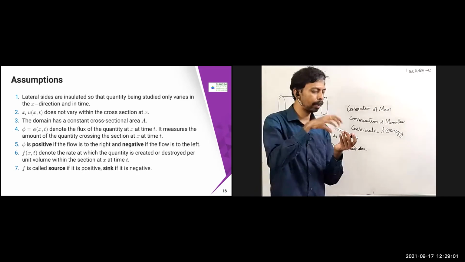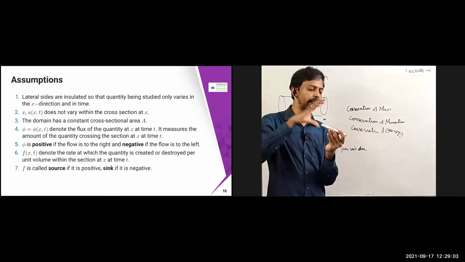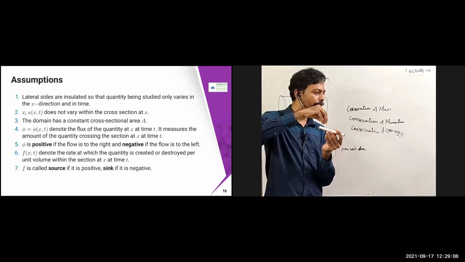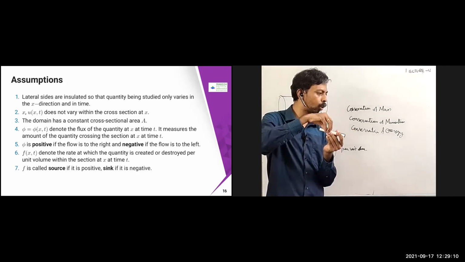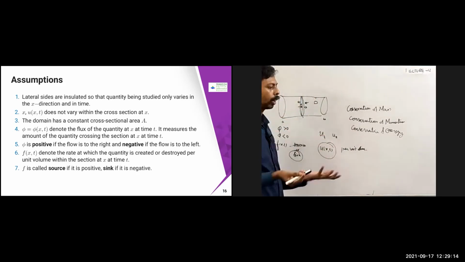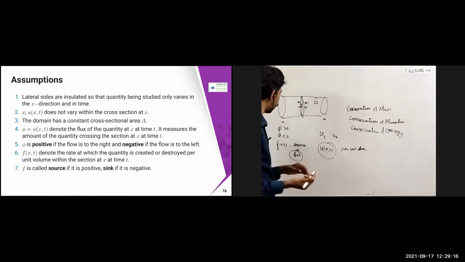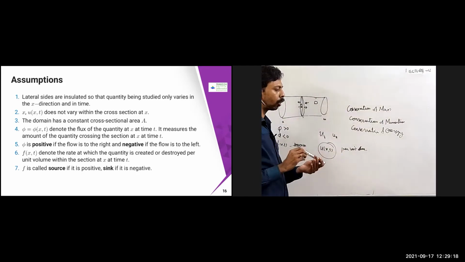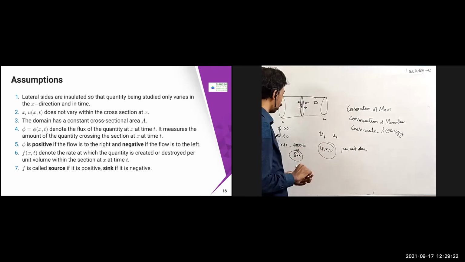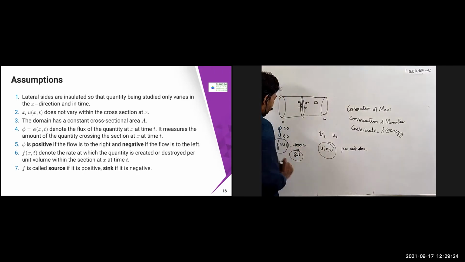So if the rod is very hot, you will not touch it immediately. You will put some water or something else on it so that it cools, and then you can touch that rod. Same thing if you cook rice or chapati, whatever it is. If it is so hot, you just sprinkle something cold and it will automatically cool. So that is given by this f of x comma t, which is called either source or sink.